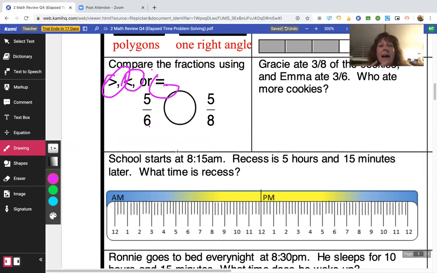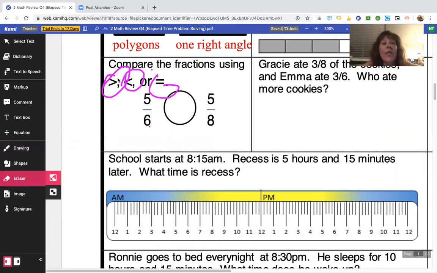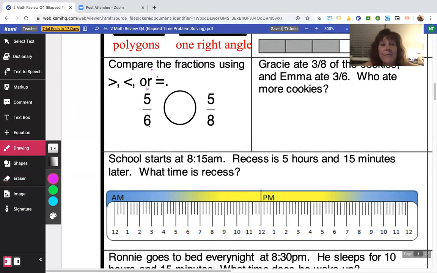Okay, if I had my little fraction squares that are on the magnets on my whiteboard at school, I could get out the 6ths and the 8ths, put 5 of each, and see which was more. Or I could remember that the numerators are both 5. Does that mean they're equal? No, because look at the denominators. This one is 6ths and this one is 8ths. And we learned that if the denominator, the number on the bottom, is bigger, the fraction is actually smaller. So that would give us a hint that 5/8 would be smaller than 5/6.